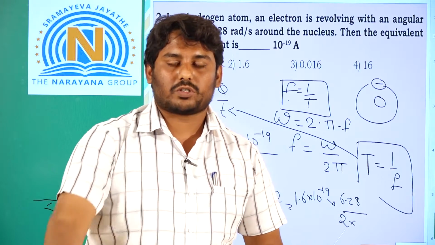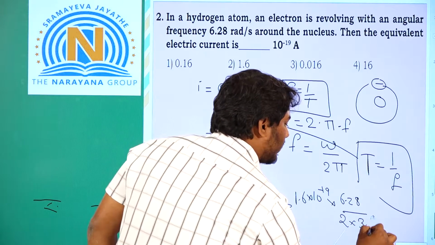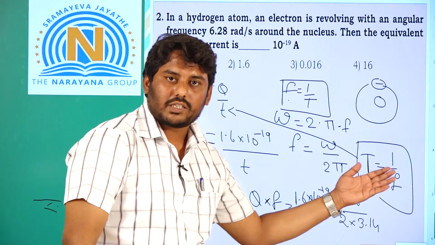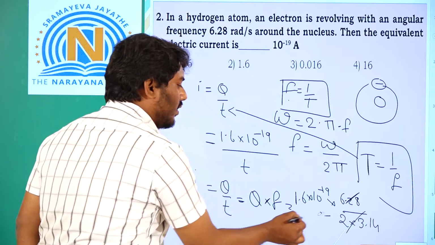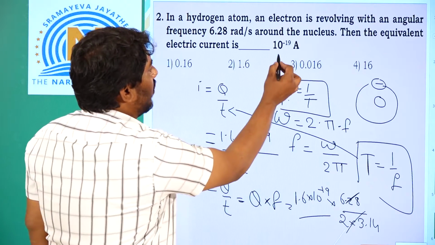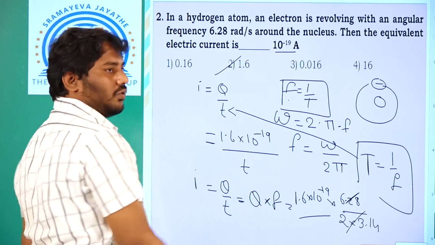I can also write it approximately as 3.14. Multiply 2 into 3.14, we get 6.28. Both of them get cancelled out. Finally, you will be left with 1.6 into 10 to the power of minus 19. So here already 10 to the power of minus 19 ampere is given. So the correct answer is 2.